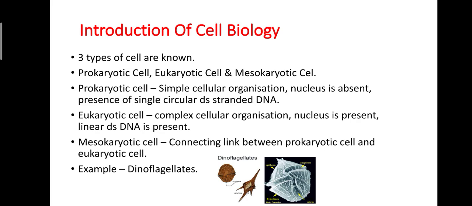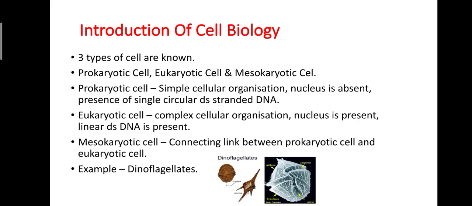Later on, mesokaryotic cell. I told you that in recent biology concepts, a third type of cell is known, and that is the mesokaryotic cell. Actually, this mesokaryotic cell is the connecting link between the prokaryotic cell and eukaryotic cell. Why is it called a connecting link? In the course of evolution, prokaryotes were evolved first, and later, on the demand of nature, when the atmosphere or natural parameters changed on this blue planet, eukaryotic cells were evolved.